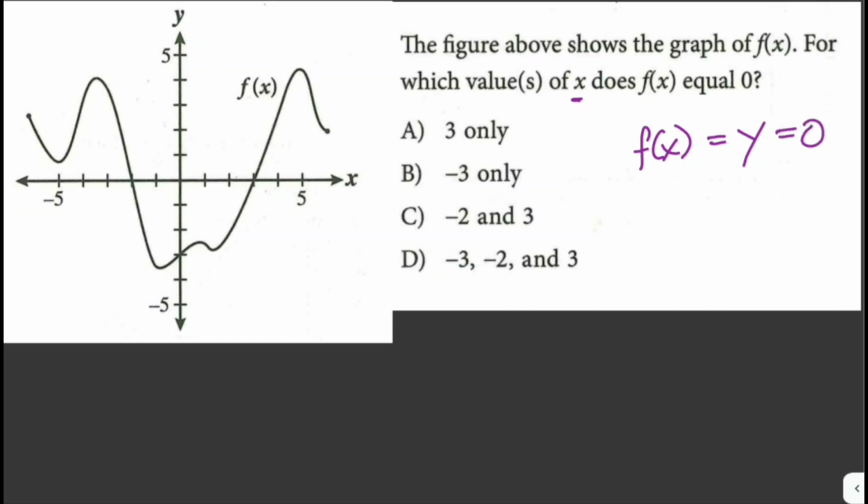So let's look at the graph here. So we have zeros here, this one, this point here, and this point. So the values of x there are -2 and +3. So the answer here is letter C.